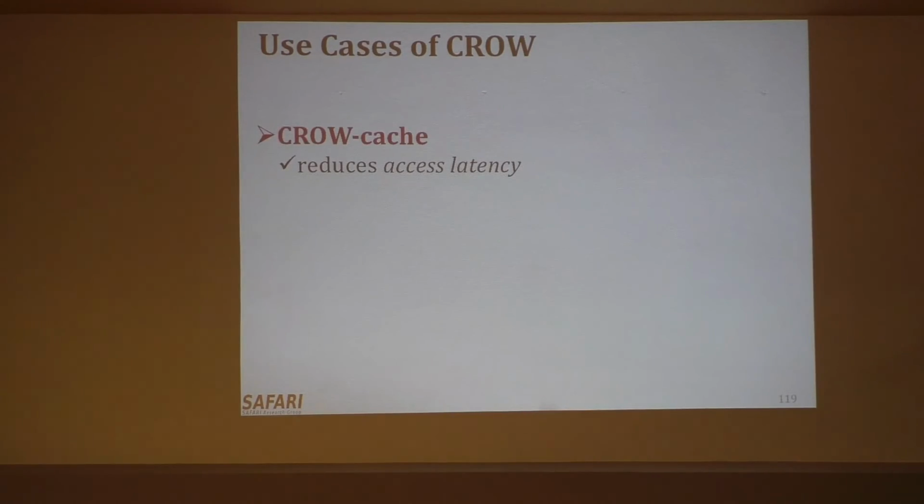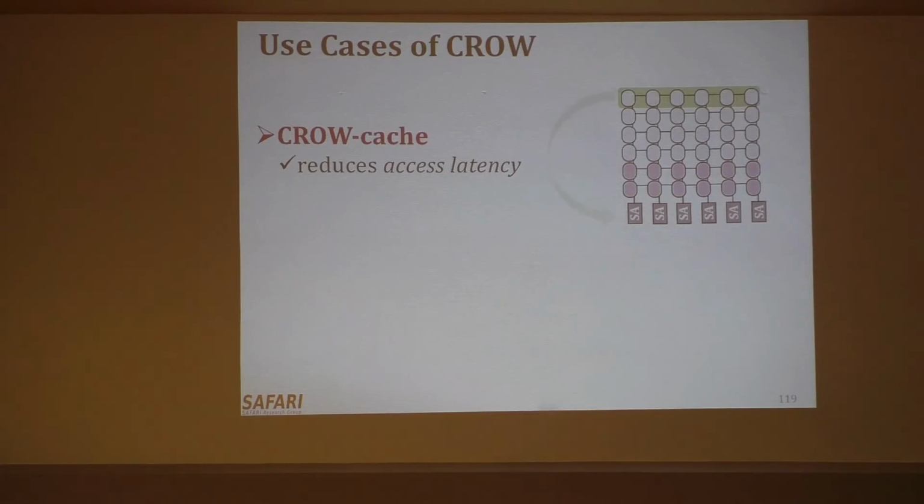So we actually show a bunch of use cases on this one. CROW cache reduces access latency, exactly what I described. Whenever you access a row, you copy it into the copy row, and the next time you access the row, you activate both rows. So of course the memory controller keeps track of which rows are copied, and it can reduce latency for rows that are copied over here.